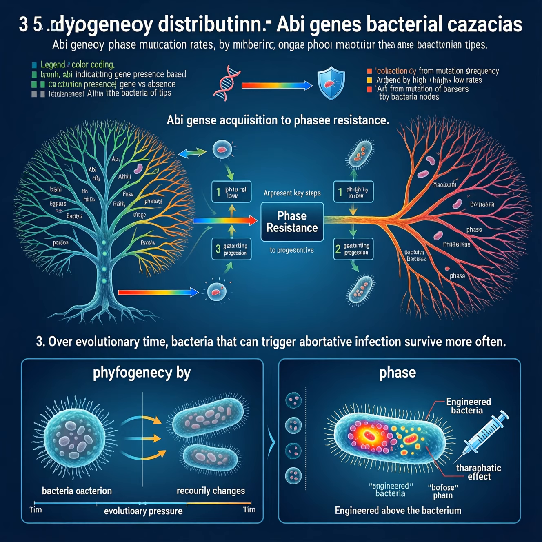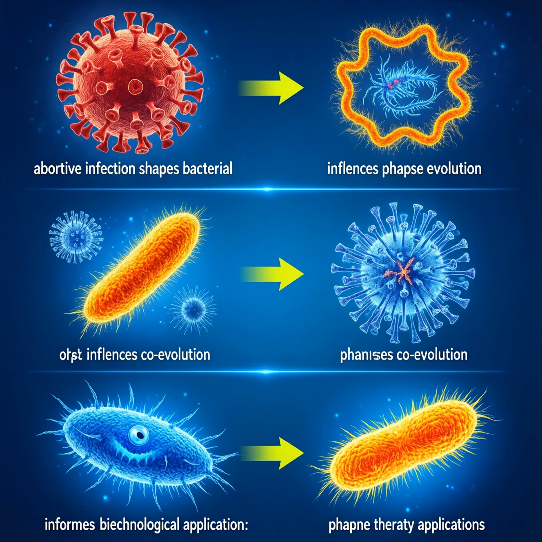In biotechnology, engineered bacteria can be equipped with optimized Abi modules to block harmful phages in industrial fermentations. Such designs also enhance the safety profile of phage therapy by limiting unintended bacterial death.